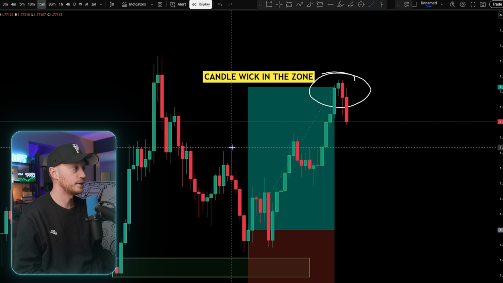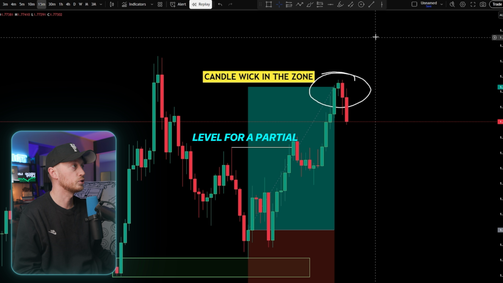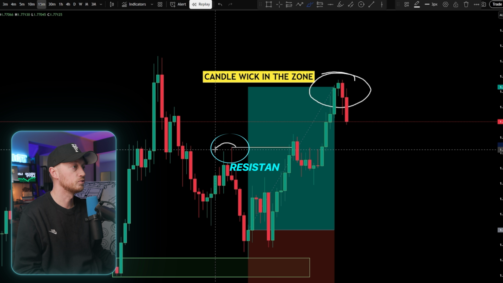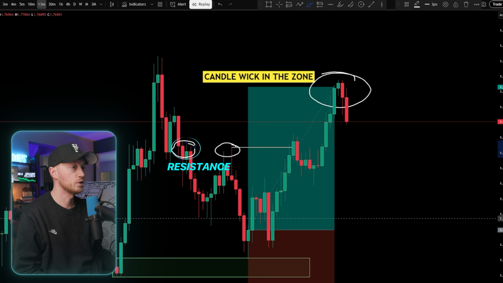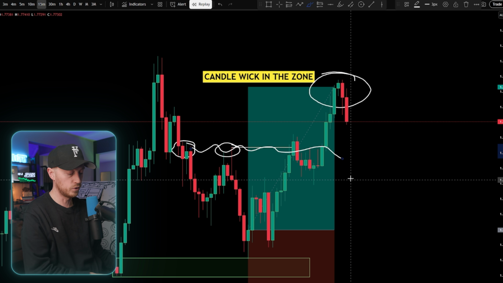Look at this level right here. That's a decent level for a partial, right? Because this could act as resistance. It acted as resistance here. It acted as resistance here. So pay attention to the levels when you're trading.